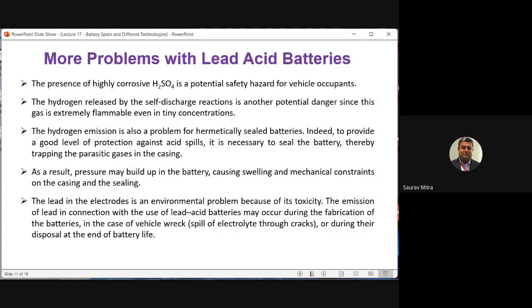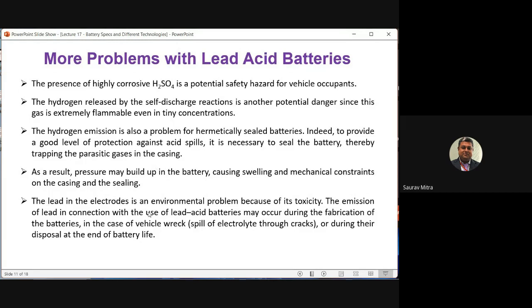Indeed, to provide a good level of protection against acid spills, it is necessary to seal the battery, therefore trapping the parasitic gases in its casing. So a lot of gases actually are getting trapped inside this hermetically sealed battery. Sometimes the battery bulges out and sometimes it bursts. As a result, pressure builds up. The pressure buildup inside the battery causes swelling and mechanical constraints on the casing and the sealing.